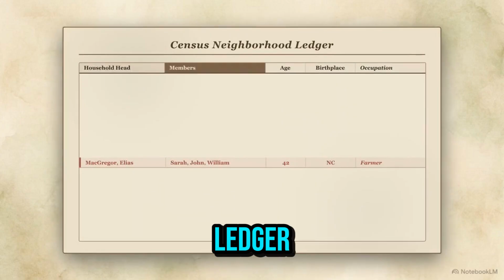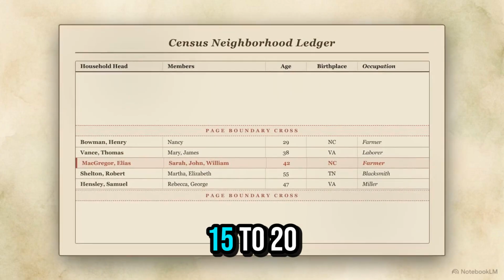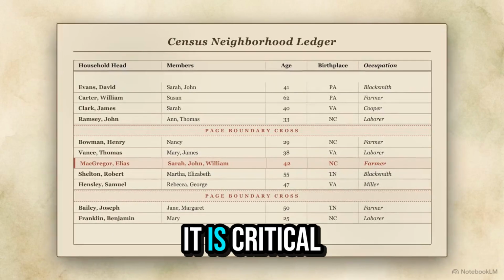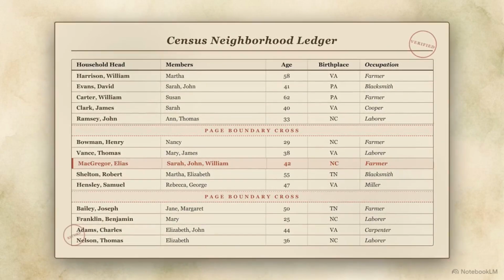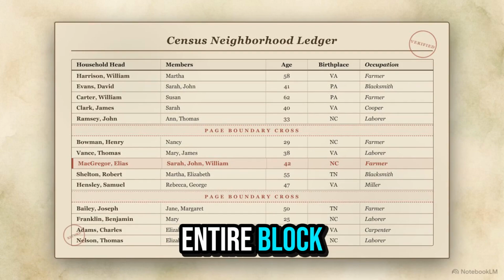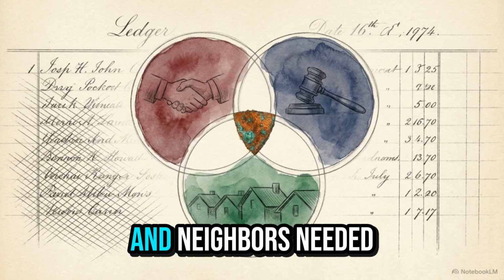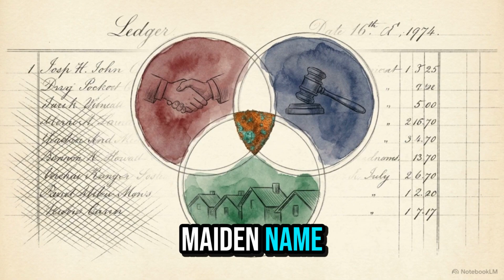For your ledger, extract the household heads, members, ages, and occupations for 15 to 20 neighboring households. It is critical to cross page boundaries. Pull data from 2 pages before and 2 pages after to capture the entire block. This dataset captures the fan club, the friends, associates, and neighbors needed to find the maiden name.